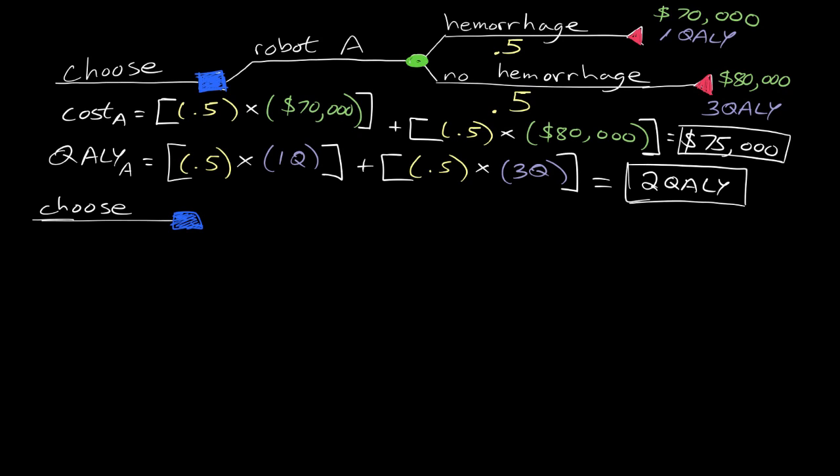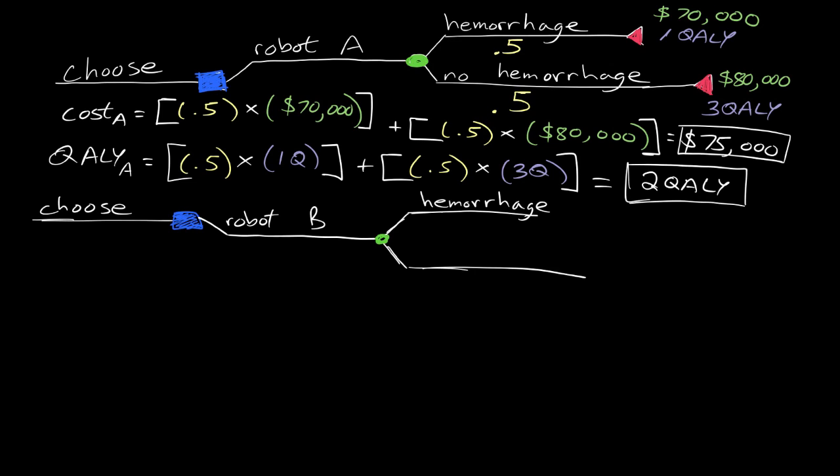Now this is the bottom half of the tree. So the bottom half of the tree is where we choose robot B. And this one's no longer going to be a simple average because the probabilities of hemorrhage and no hemorrhage will be different from one another. And for robot B, it's going to be what's called a weighted average. And a weighted average, you'll see, is just like a simple average, except the probabilities become weights that weight the cost and the quality more towards the hemorrhage or no hemorrhage branch. Whichever one has the higher probability weight, that's what it's going to be closer to.